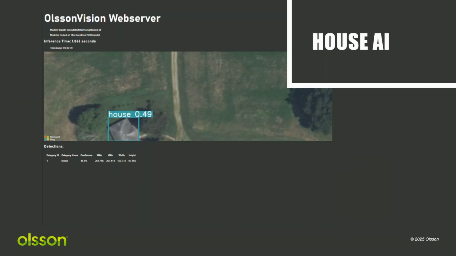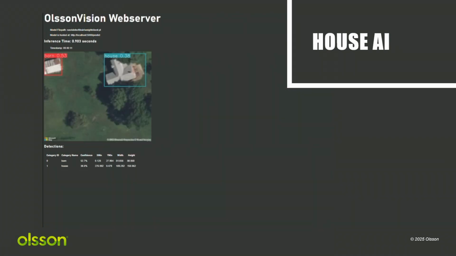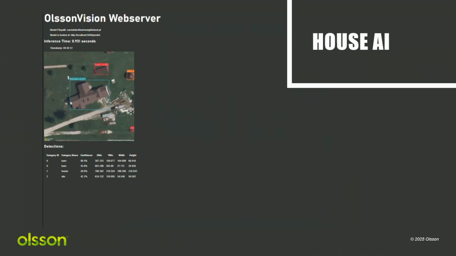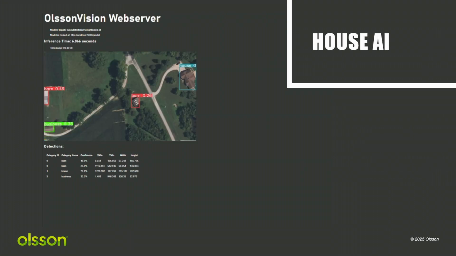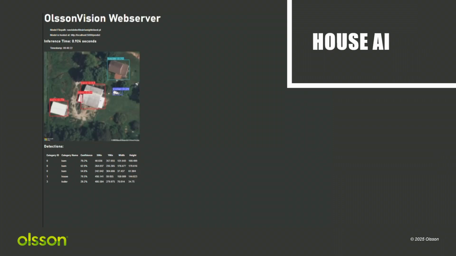So I will also let this run. Again, this is going to be running in real time as we would see it. You can see we have different colors for our polygons based on what it's detecting, as well as the attribute table down below. All of this goes into ArcGIS Pro after it's done running.